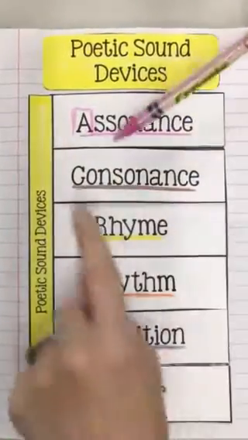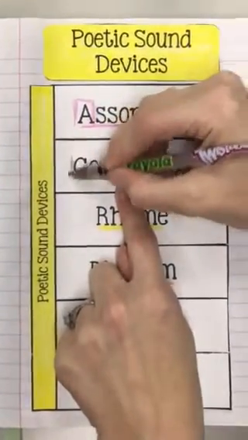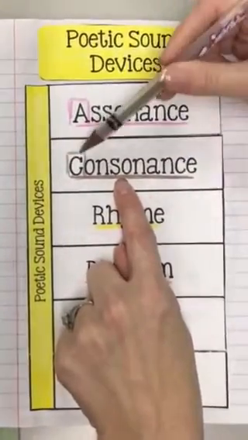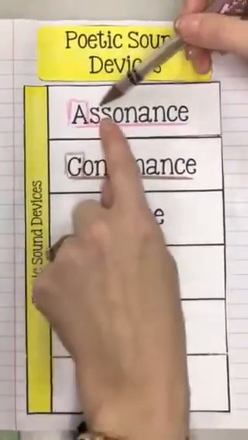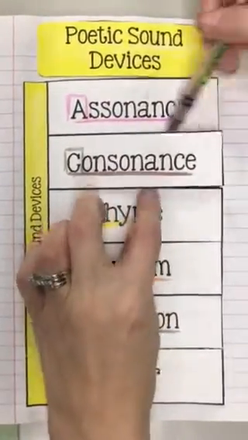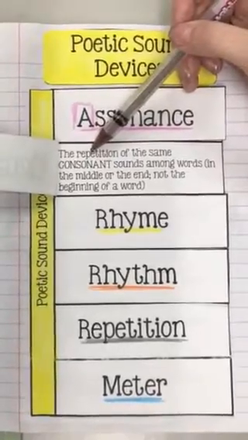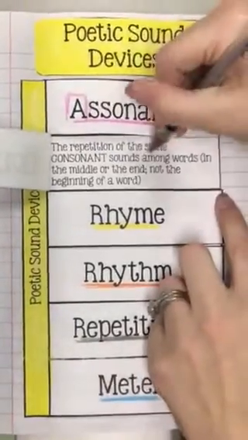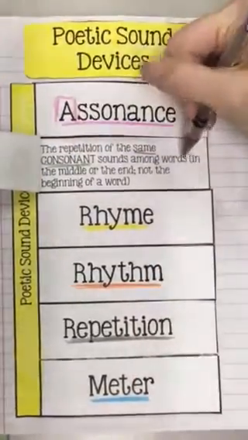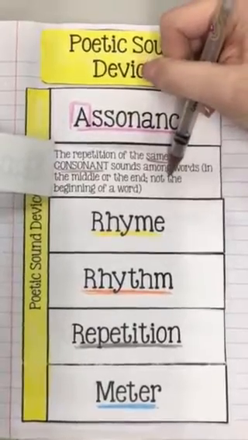So then next we'll go to consonants. And again, I use this little clue. This starts with a C, and you can almost hear the root word. Consonants, not vowels, but consonants. So all the other letters in the alphabet. So this is the repetition, again, the repeating of the same consonant sounds among words. This can be in the middle or the end, not the beginning.